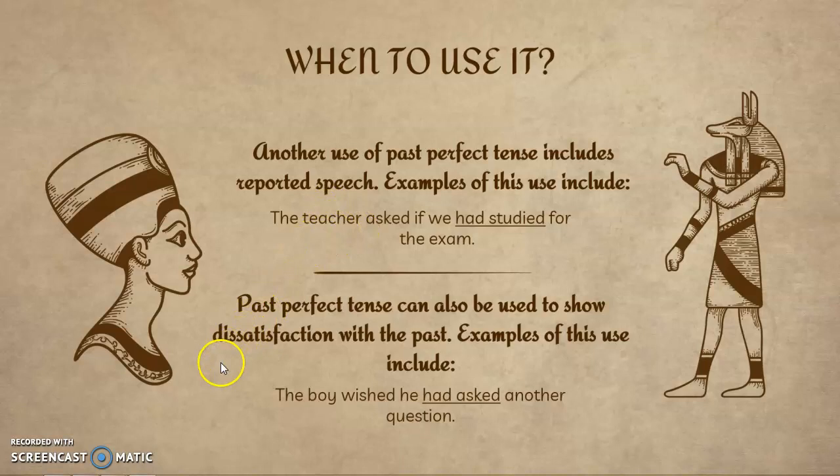The next use is when the past perfect tense can also be used to show dissatisfaction with the past, something that you didn't like from the past. For example, the boy wished he had asked another question. Maybe he had many questions in the class and he didn't ask the teacher.